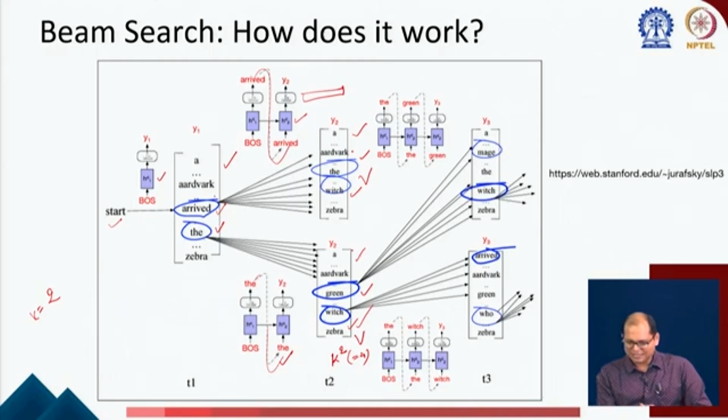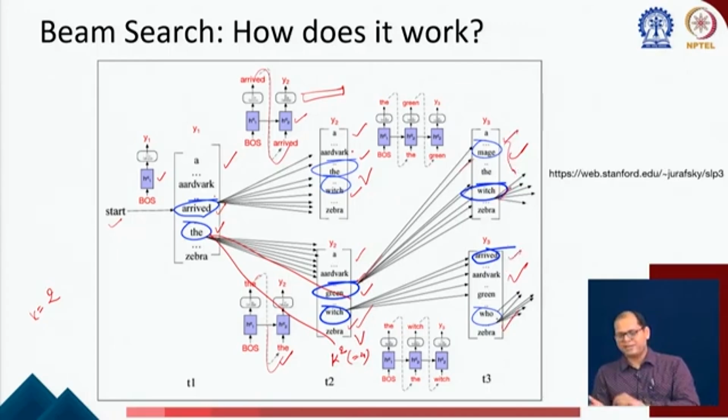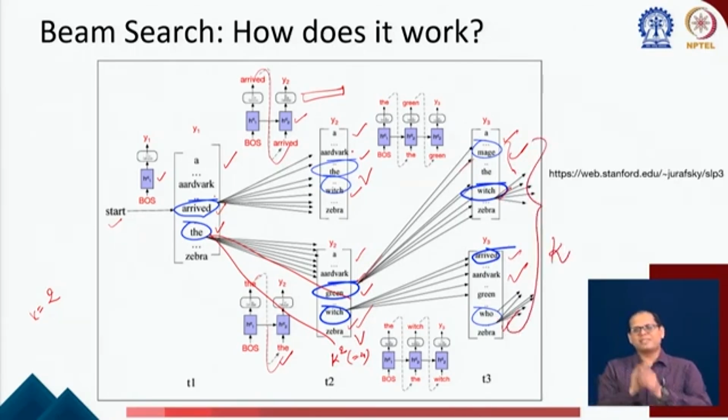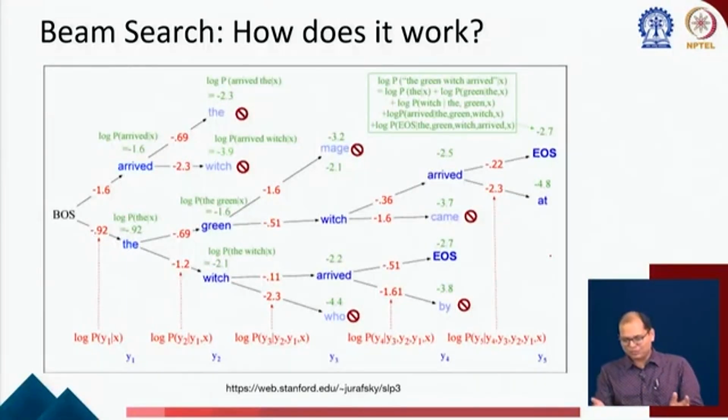Let us say these 2 are the highest: the green and the which. So, I go ahead with these paths, and again I generate 2 distributions, take k from here, k from here, again find only k from these and go forward. So, every time I have k partial completions up to step i, and then I use them to generate partial completions for step i plus 1. So, this is one complete run of beam search decoding.